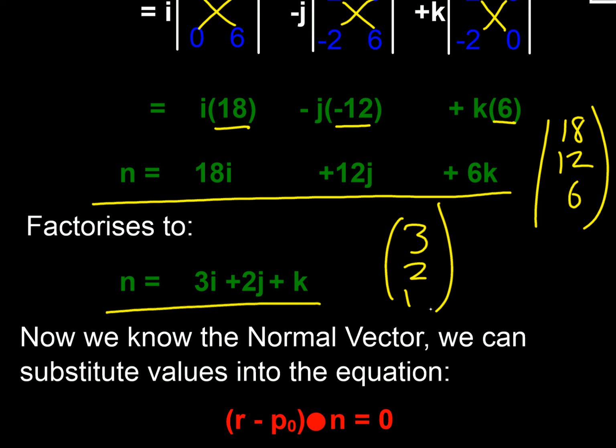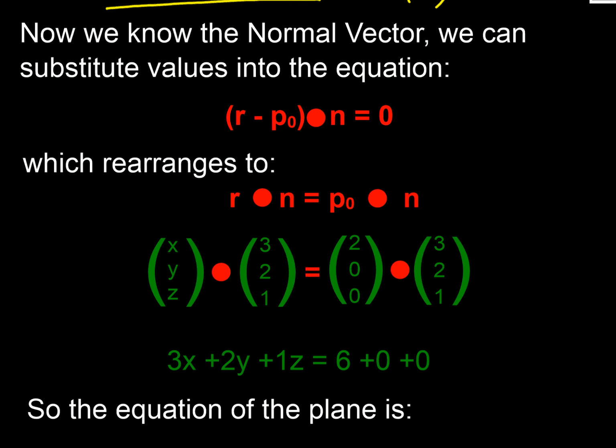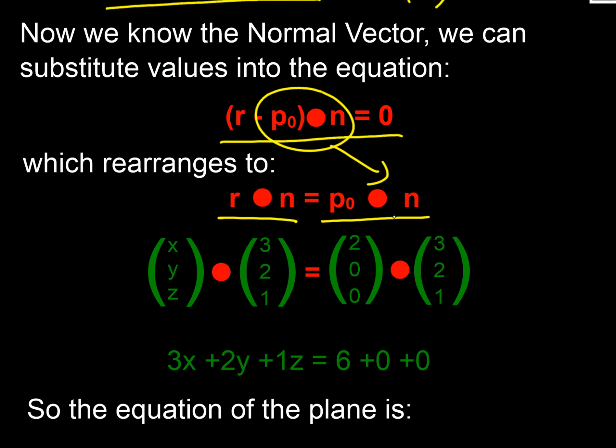There we go. So we can now start substituting those values into the equation of the normal version of our plane. I'm going to just rearrange that because we typically see that as being r dot n and then a constant on the other side. That constant is actually the P0 dot n. So if I just put the values in, we can see that my general point on the plane is x, y, z. My normal vector is 3, 2, 1. So if I dot those ones over, I get 3x plus 2y plus 1z. That's on the left-hand side.